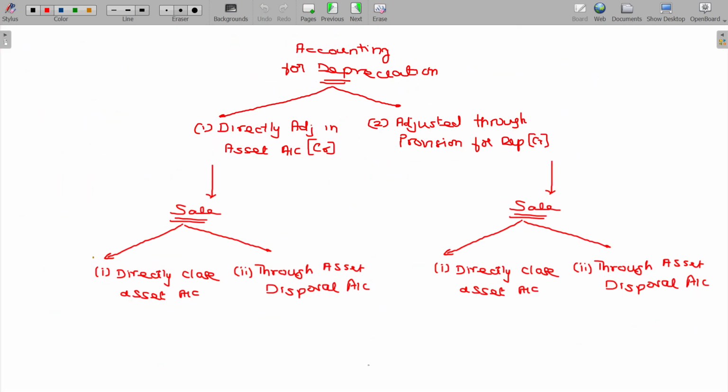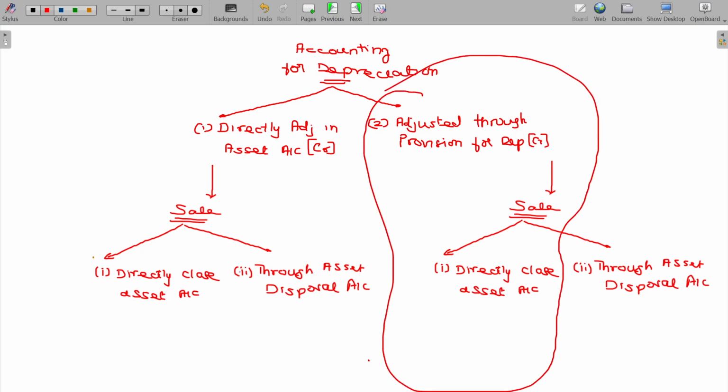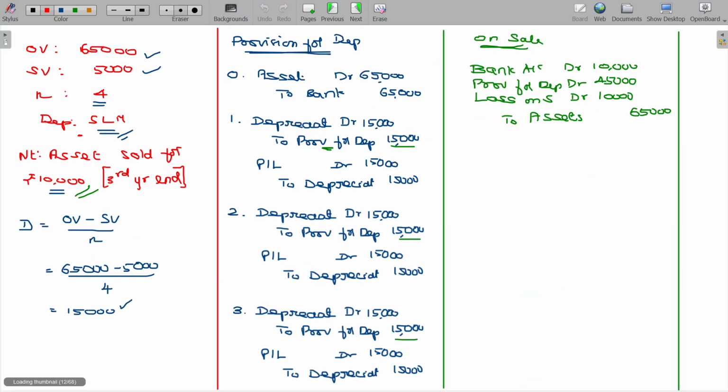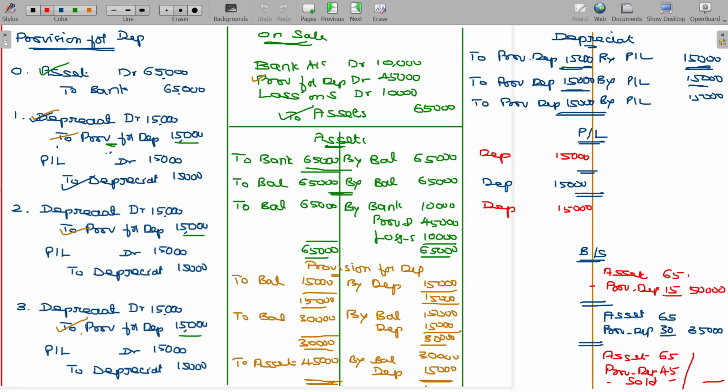Hope you could understand this model. Adjusted through provision for depreciation model is over. Clear? Come on, finish up copying this.